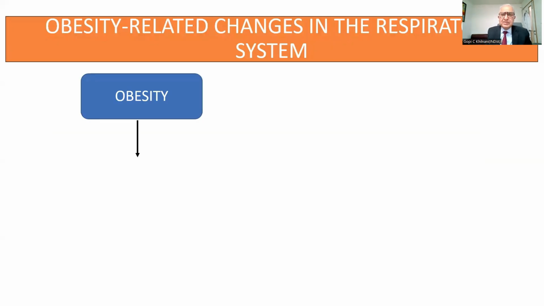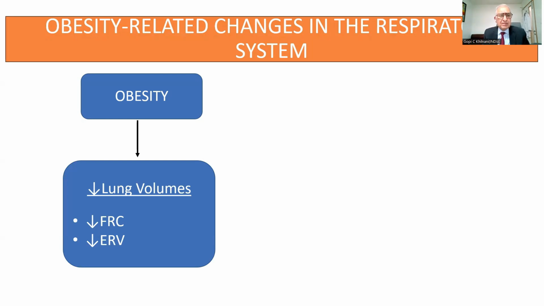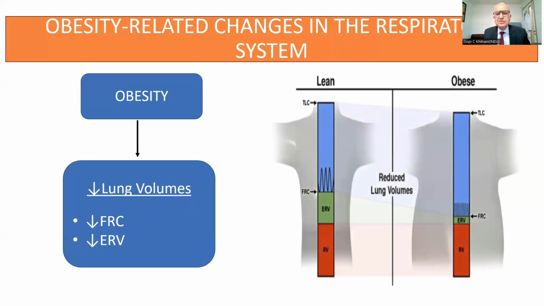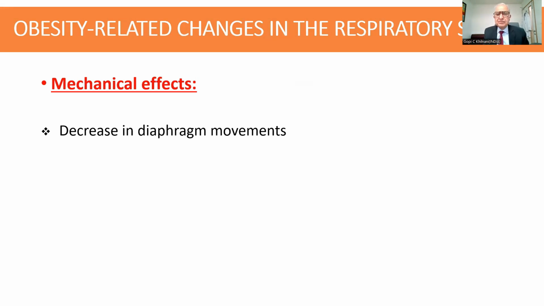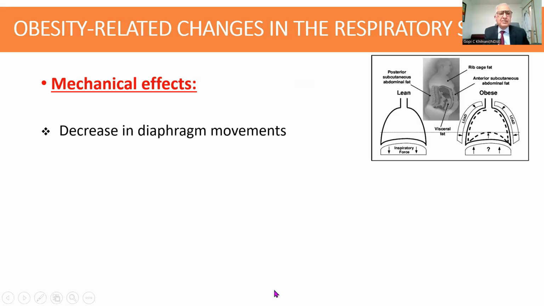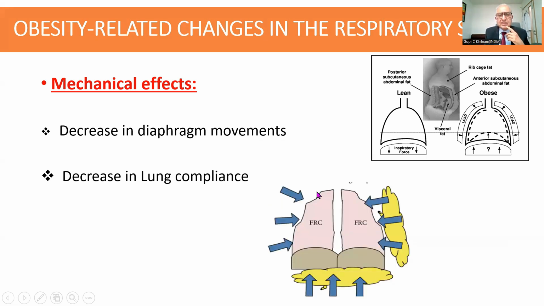Obesity leads to reduction in lung volume. As a respiratory physician, I must talk about this first. The total lung capacity goes down, the functional residual capacity goes down. Actually, it is the expiratory reserve volume which goes down drastically. With that, the whole volume is reduced, and there are some mechanical effects which we must understand. There is a decrease in diaphragmatic movement, a decrease in lung compliance, and a decrease in the FRC.